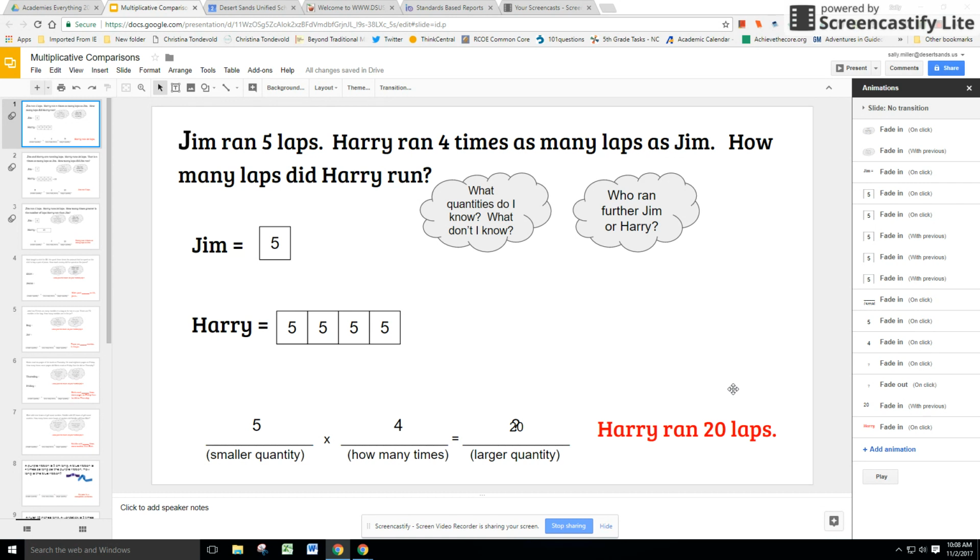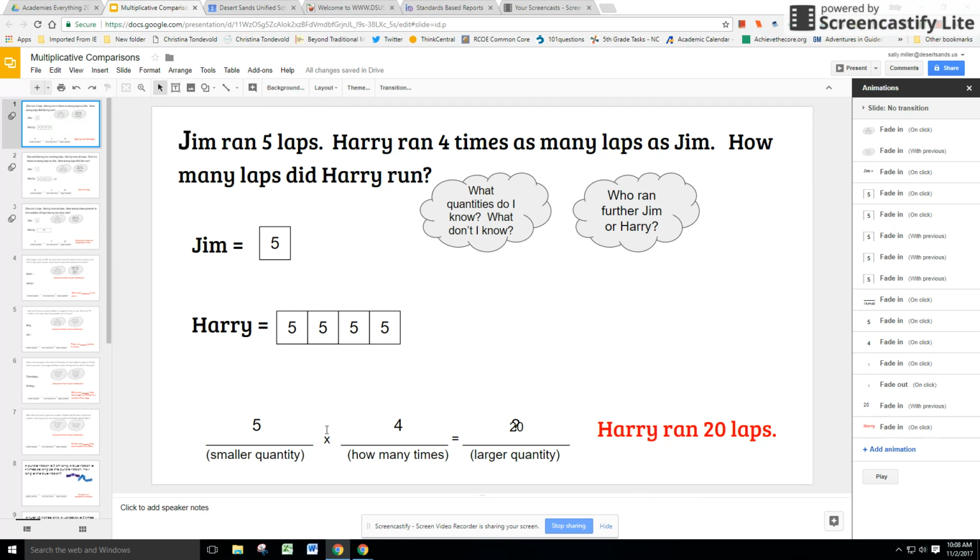Some important components that I've added is I think students always need to be thinking about what quantities they know and what they don't know. And the second question is going to be really important. They need to know what or who is the larger quantity. So you want them to be able to say before they even start solving the problem that Harry ran further than Jim. So then they can complete their bar models.